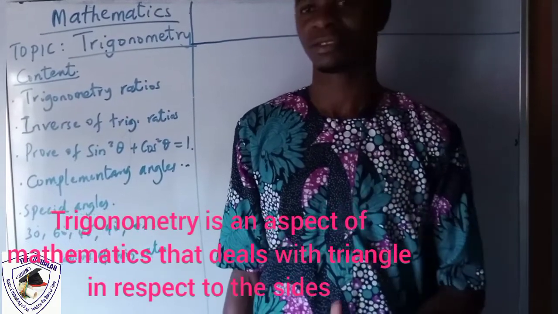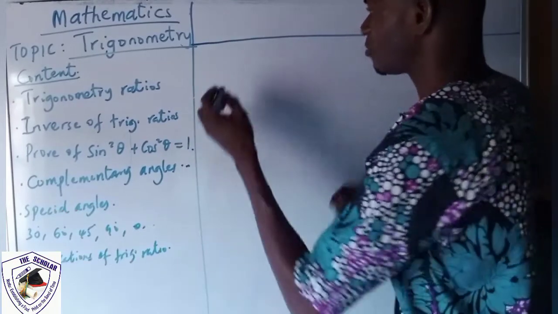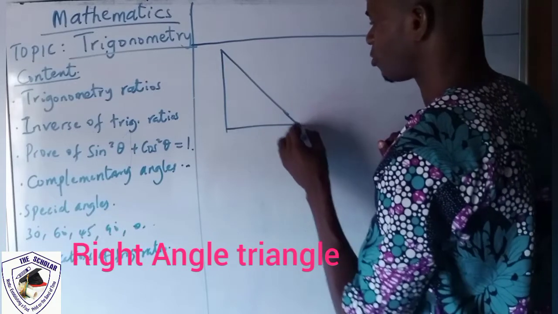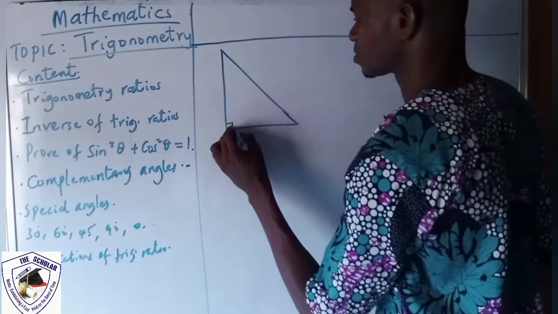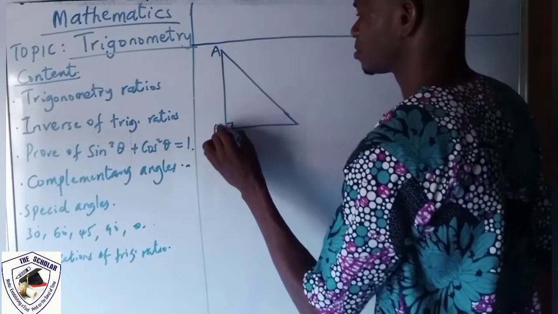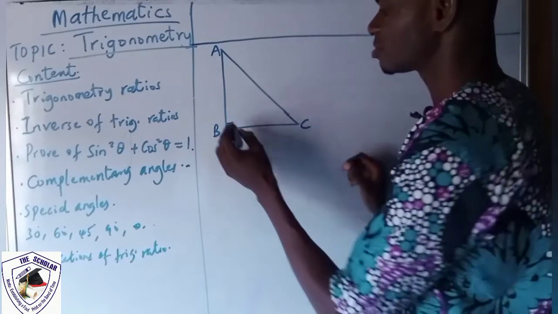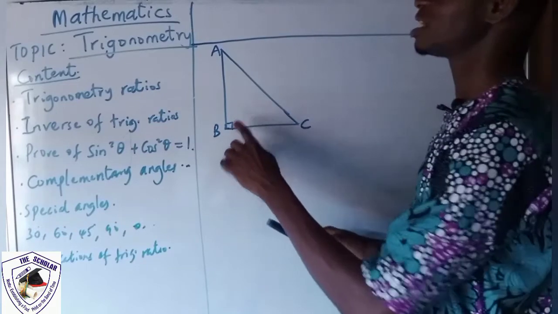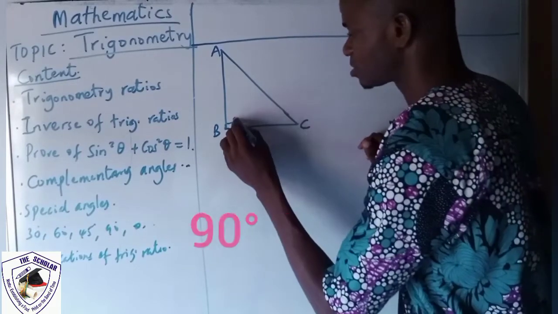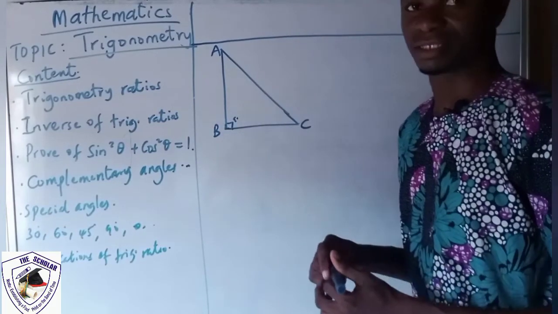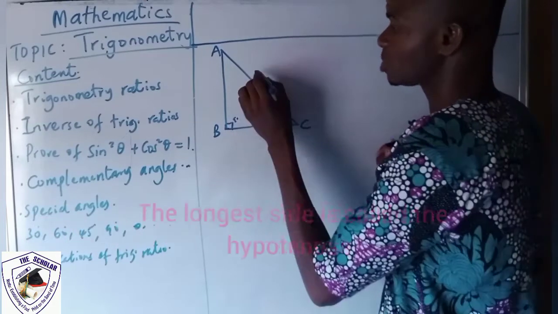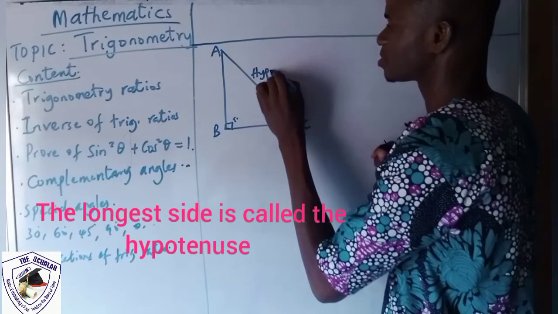Let's take, for example, a right angle triangle of this form, ABC. This is a right angle triangle, with the right angle at B, and that box there stands for 90 degrees. So when you have a triangle like this, it has three sides. The longest side is the line AC, which we call the hypotenuse.